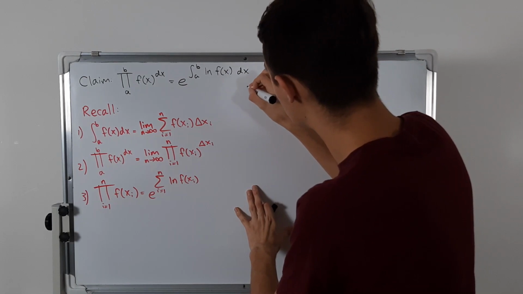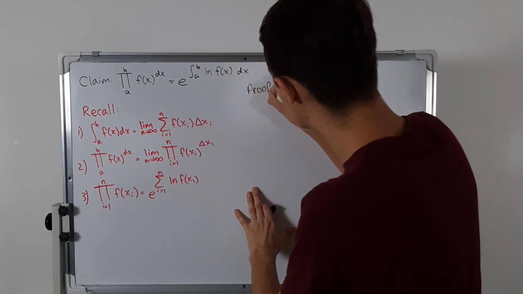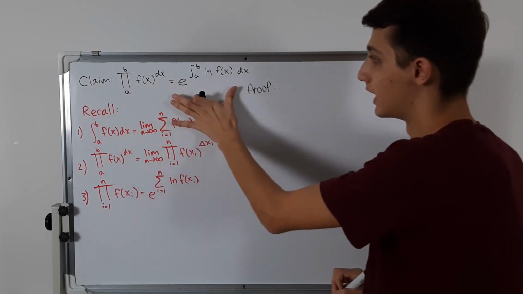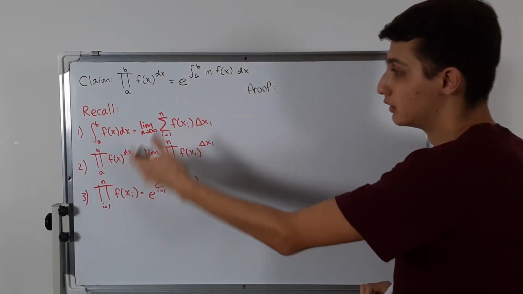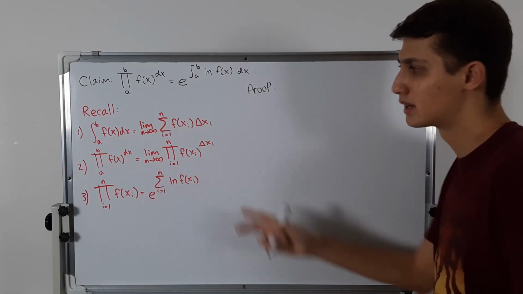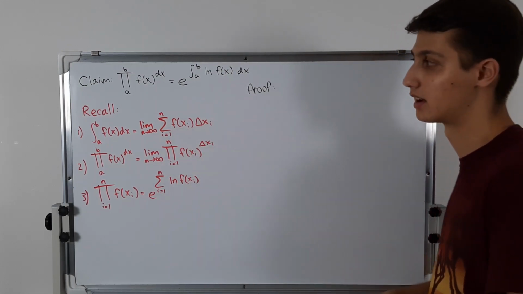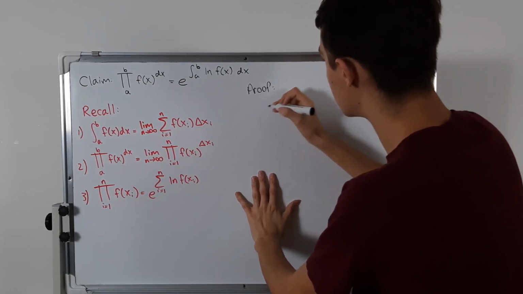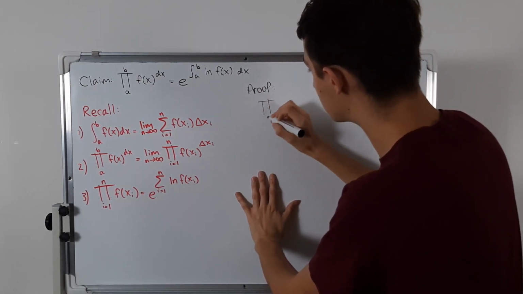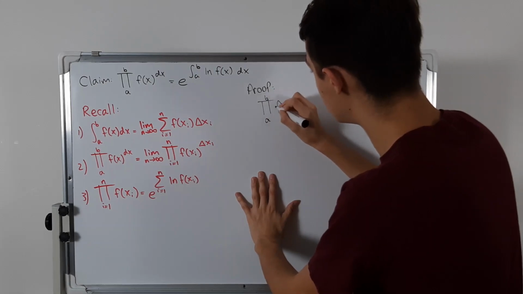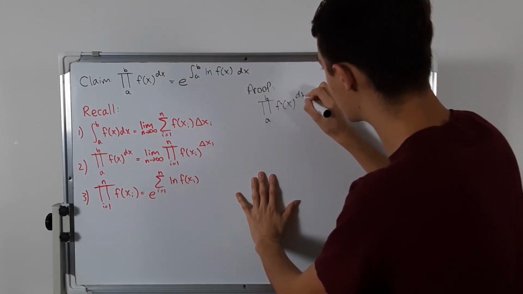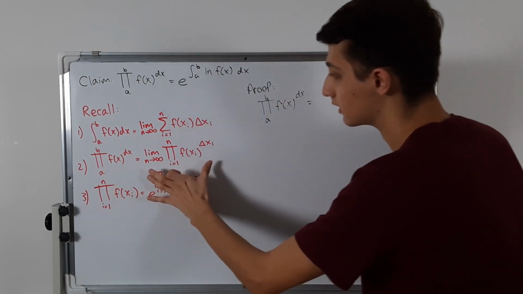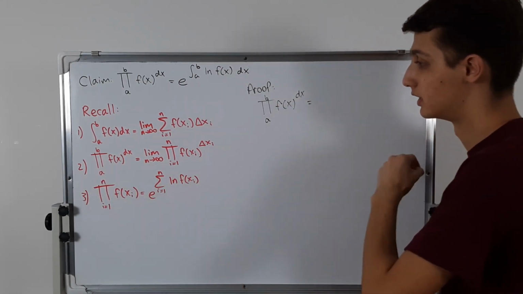We can begin our proof here. So I'm going to start just over here, and then we're going to end up here, okay, through using these steps, and that's kind of it. The proof isn't really that long. So I'll just start here. We have the product integral from a to b of f of x to the dx power. This is equal to, well, we know it's equal to this limit, so I'm just going to apply the definition.